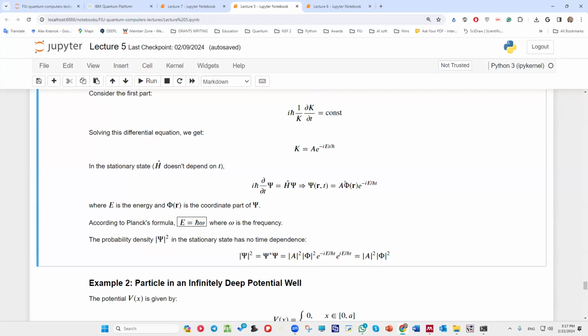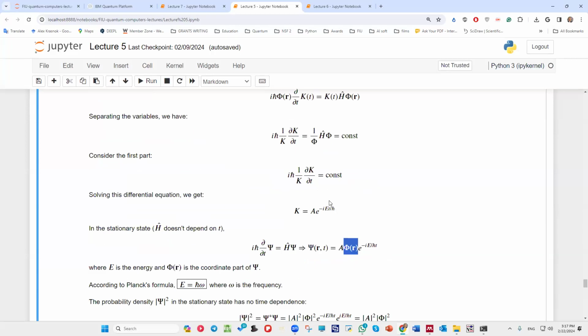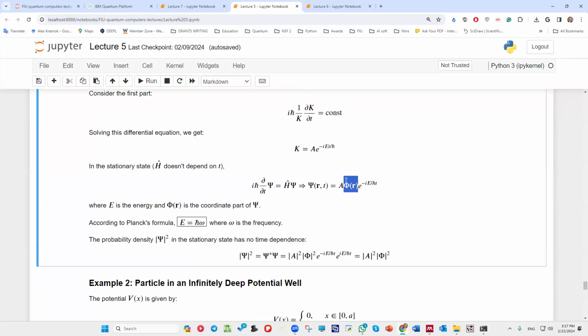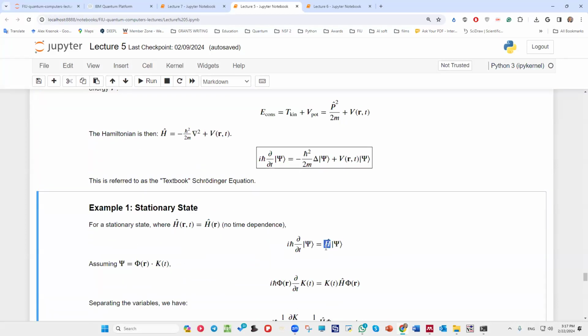And as a result, the total solution for the stationary Schrödinger equation is given by this formula here, where this spatial part of the wave function depends on the actual form of the Hamiltonian, basically the operator of energy, Hamiltonian here.